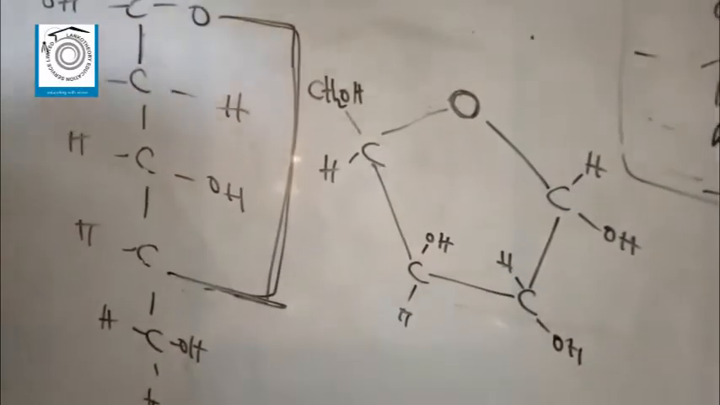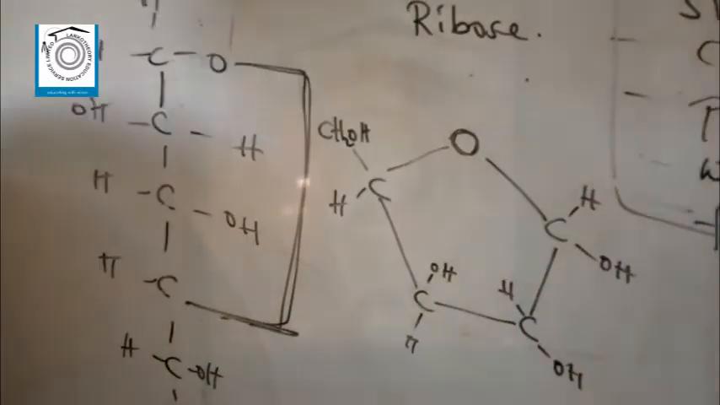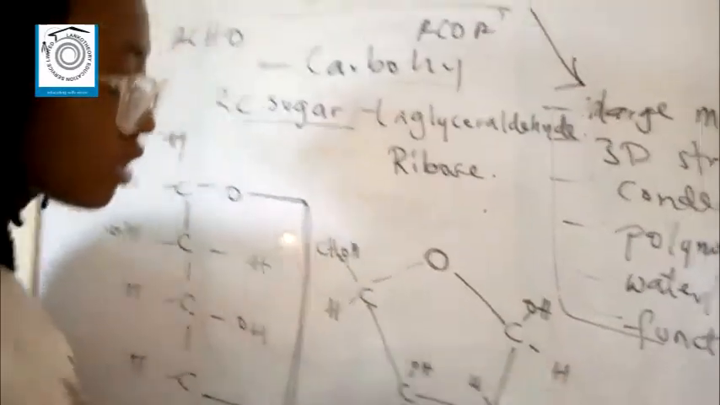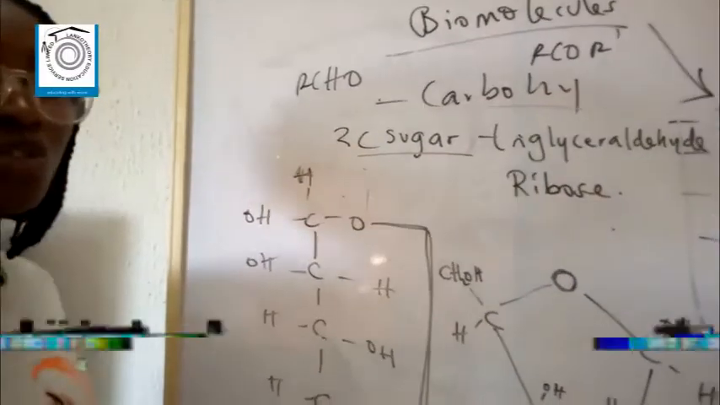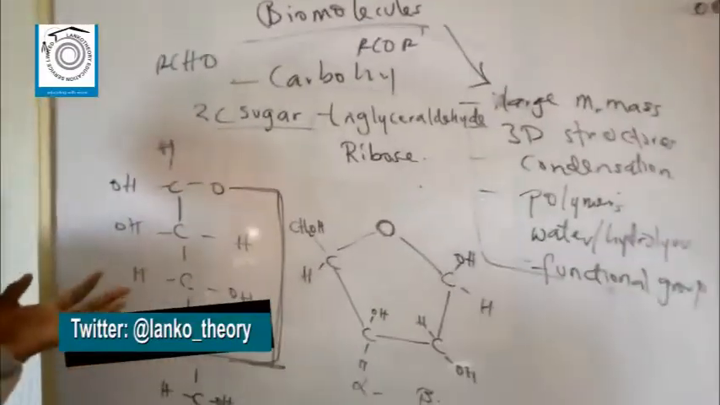Now this is one structure, and because the OH is down, this will be the alpha ribose structure. But then when the OH comes up here, now you're going to have a beta structure. That is the three-dimensional structure.